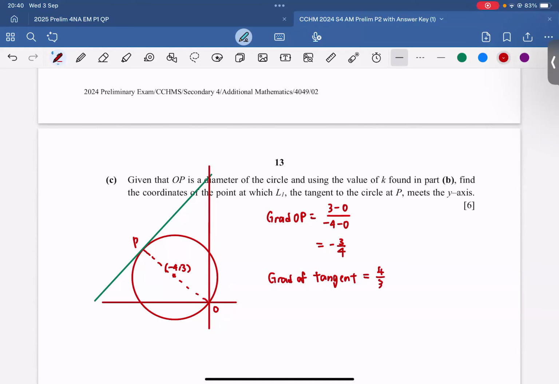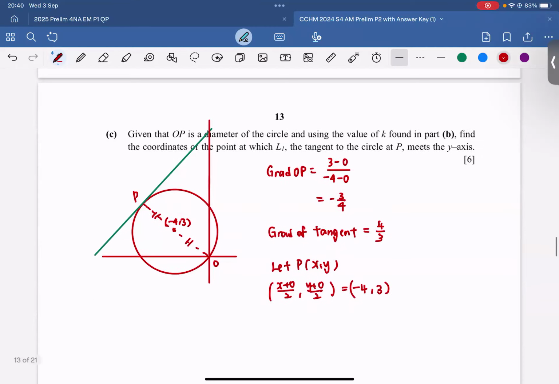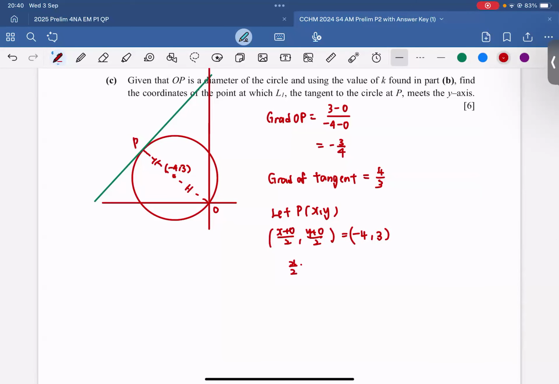Next, we need a point. Since we know OP is the diameter, we know these two are equal. So I let P be (x, y). So we know (x plus 0) divided by 2 equals negative 4, and y over 2 equals 3. So x over 2 equals negative 4, x equals negative 8. Y over 2 equals 3, y equals 6. So this point P, I know, is (negative 8, 6).